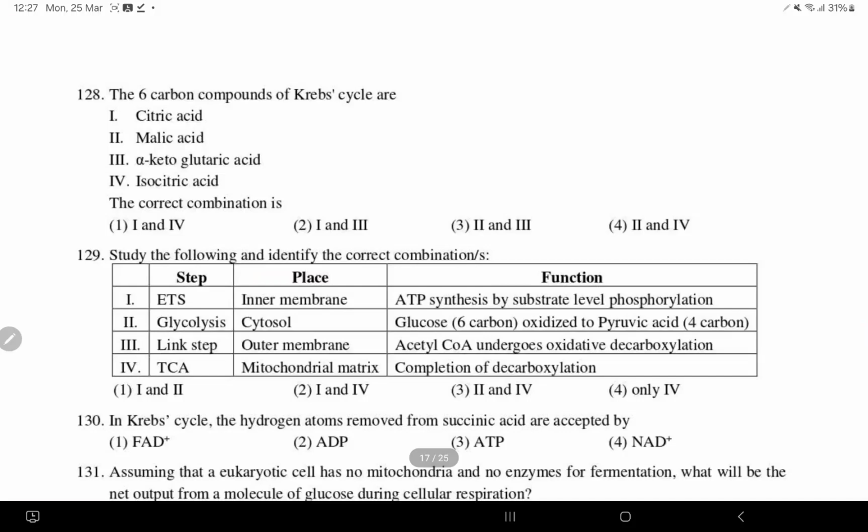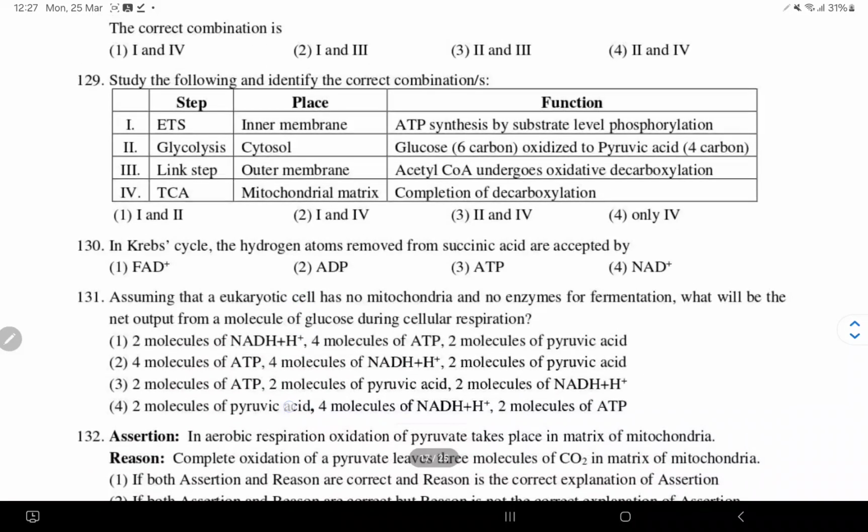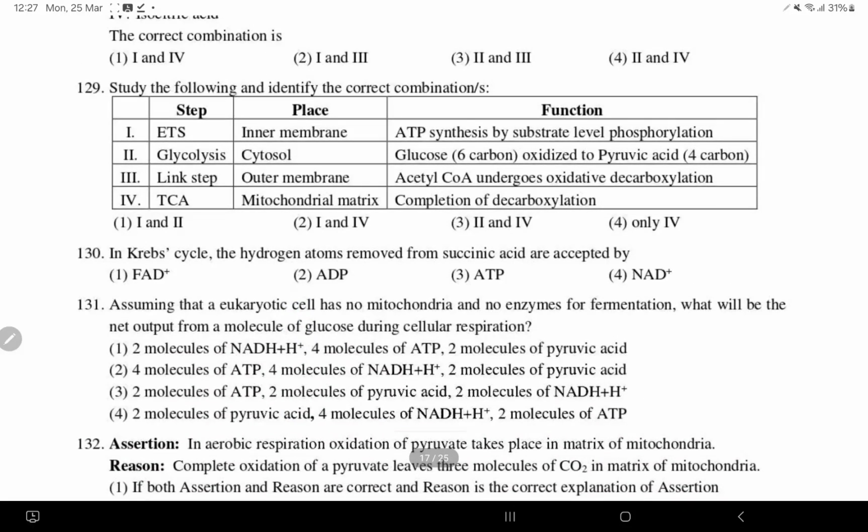The 6-carbon compounds of Krebs cycle are malic acid, citric acid 1, isocitric 1 and 4. Option 1. It is the correct combination.